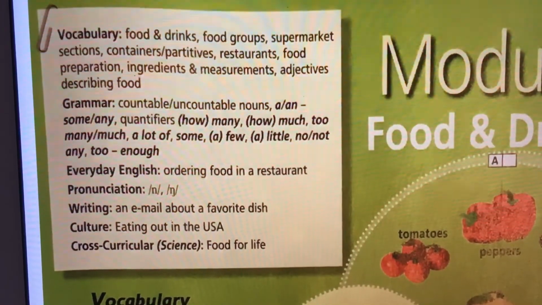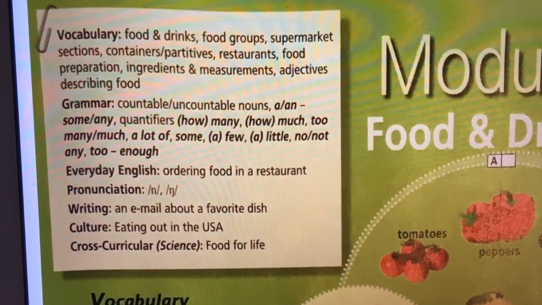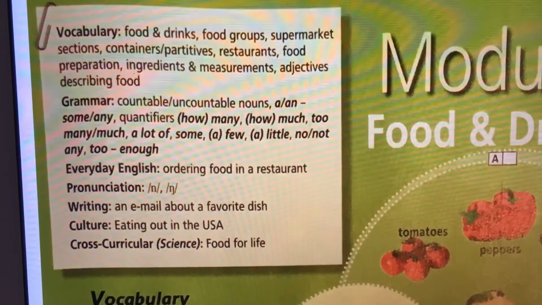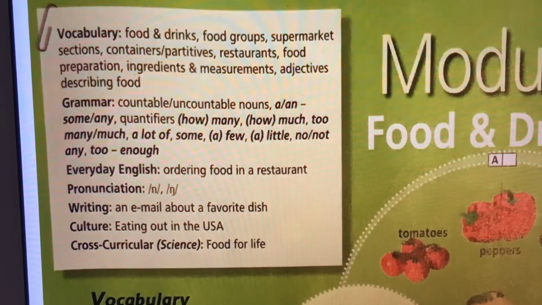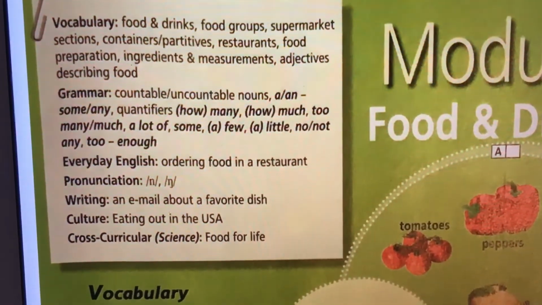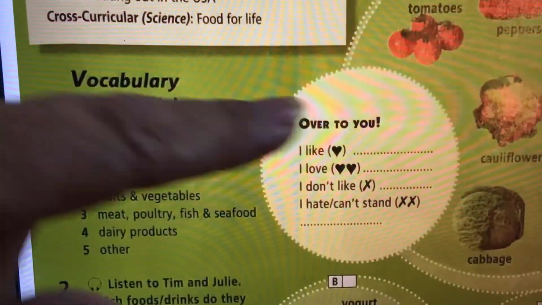Everyday English: ordering food in a restaurant, the pronunciation of the n and ung, writing an email about a favorite dish. Culture: eating out in the USA. Cross-curriculars: science, food for life. Okay, now we are going to see the vocabulary that we have here.